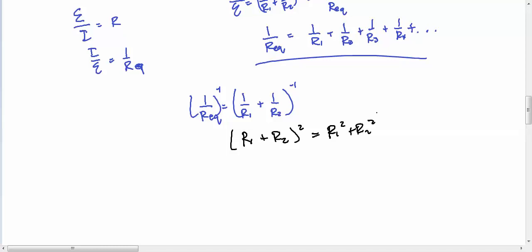R1 squared plus 2 R1 R2 plus R2. Okay, so what you're talking about is there's a cross term that we missed. Right? Is that what you're saying? Do you understand what we're getting at, Kalena? Or at least, do you understand what I've said so far?